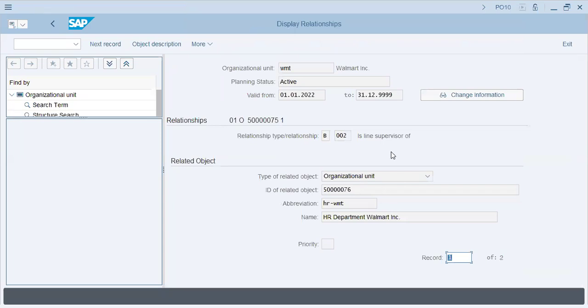Now, relationship is basically, now this Walmart is the line supervisor of, now this is the relationship link B02, line supervisor of HR department of Walmart. Okay. So this is at the top and it is supervising the HR department. Okay.